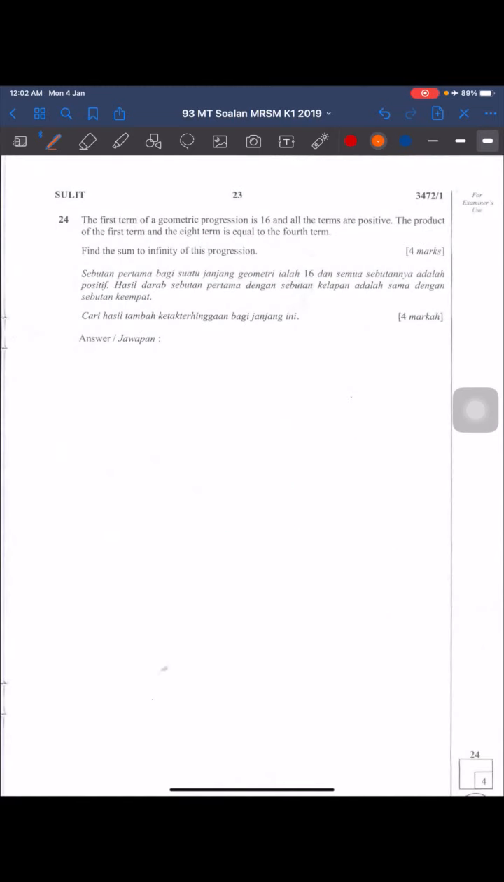Okay, soalan kedua terakhir, number 24. The first term of a geometric progression, dia cakap geometric progression is 16. So ni adalah A, so A is equal to 16, and all the terms are positive. Ingat ni positive. The product of the first term and the 8th term is equal to the 4th term. Maksud dia T1 darab T8 sama dengan T4. Find the sum of infinity. So tulis dulu bagi nampak.